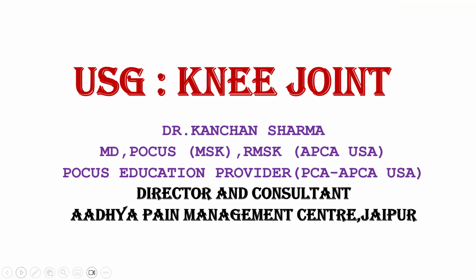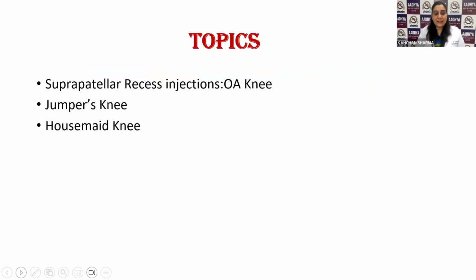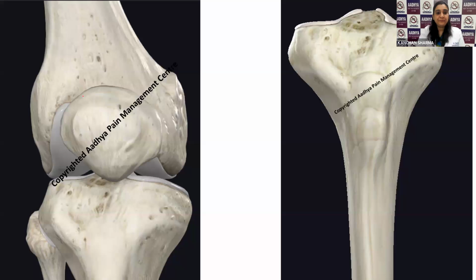Okay. So we'll be learning 3 things in the knee. How to go about doing an injection inside the suprapatellar recess. We will be learning about the jumper's knee, and then we will be learning about the housemaid's knee. So these are the 3 things we will be learning in the knee joint, and then we will be just learning the sonoanatomy of the nerves around the ankle joint. So these are the 2 things which we will be covering today.